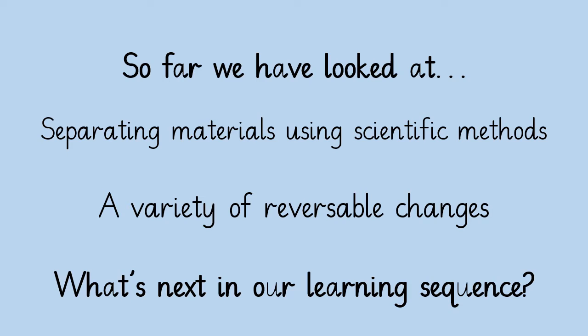So far in our topic, we've looked at separating materials using scientific methods. That was our first lesson. And we've also looked at a variety of reversible changes, including doing our own experiment to prove that some types of mixing and changes of state can be reversible. So what's next in our learning sequence? Well, if you're listening to the learning objective, you'll know that we're moving on to irreversible changes now. And if you're good at your SPAG, you know that the prefix of IR indicates that something is the opposite. So we're changing reversible states to the opposite, irreversible states.